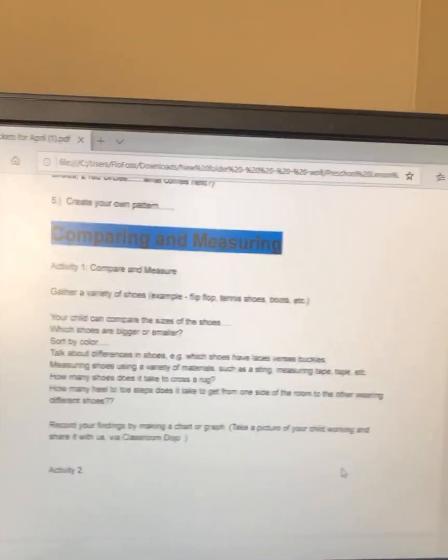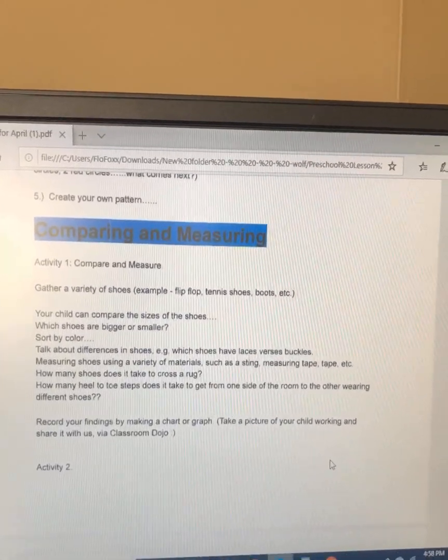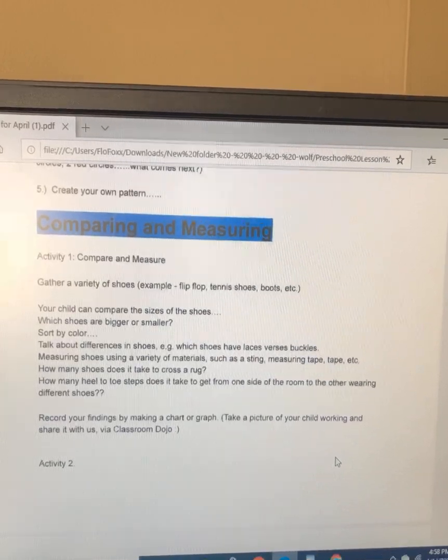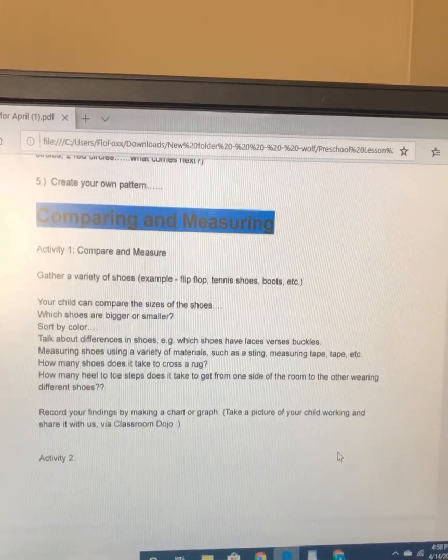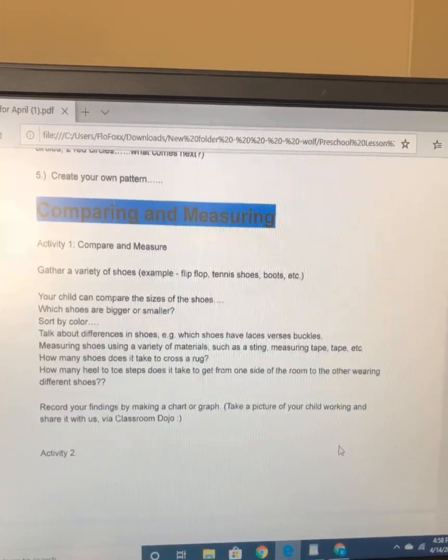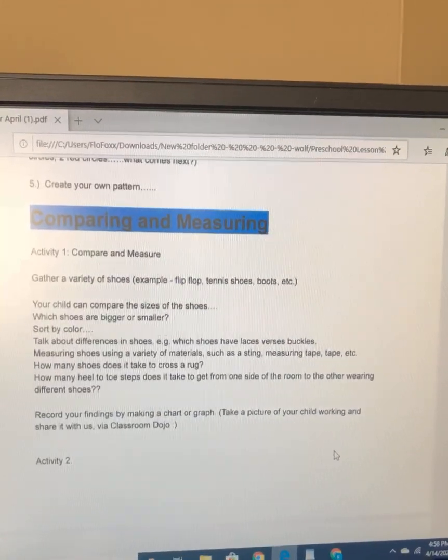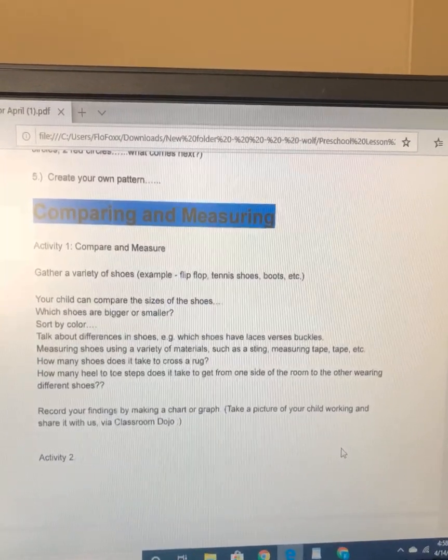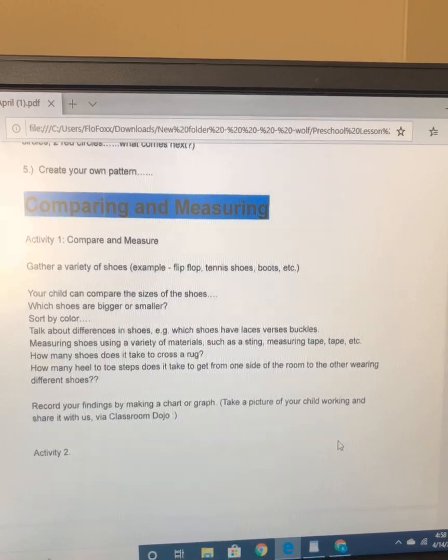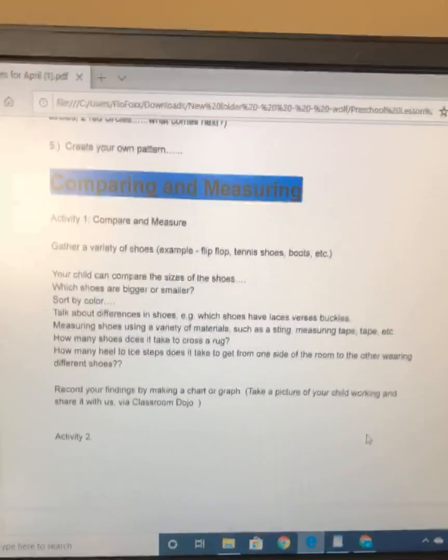If you will look at the packet with your parents, we are doing comparing and measuring activity 1. Okay, and it says to gather a variety of shoes. Example, flip-flop, tennis shoes, boots, anything else you can find. Okay, and we're going to sort these shoes in different ways.